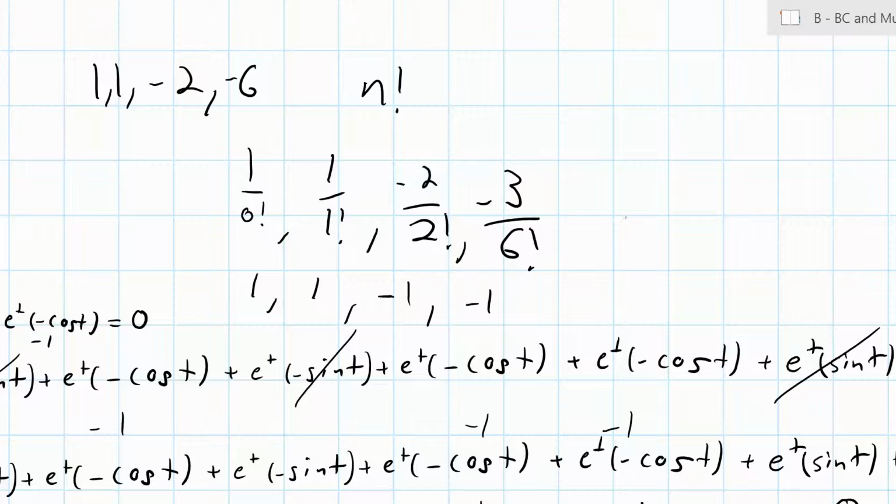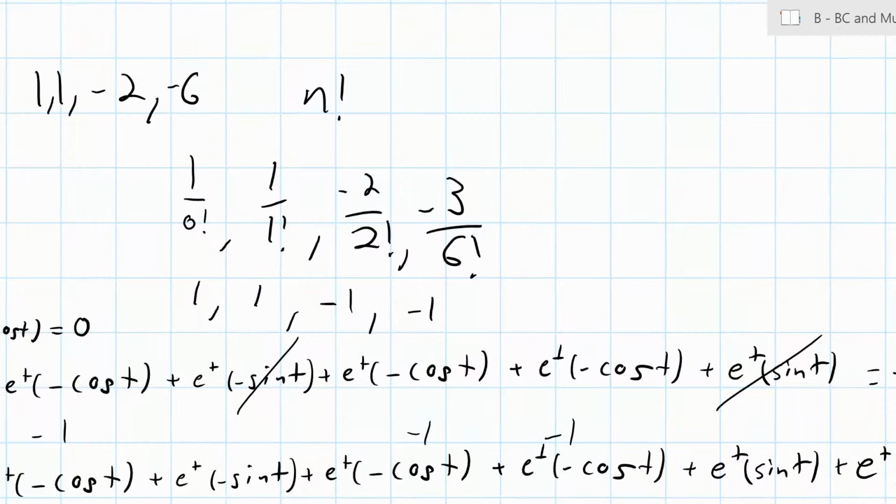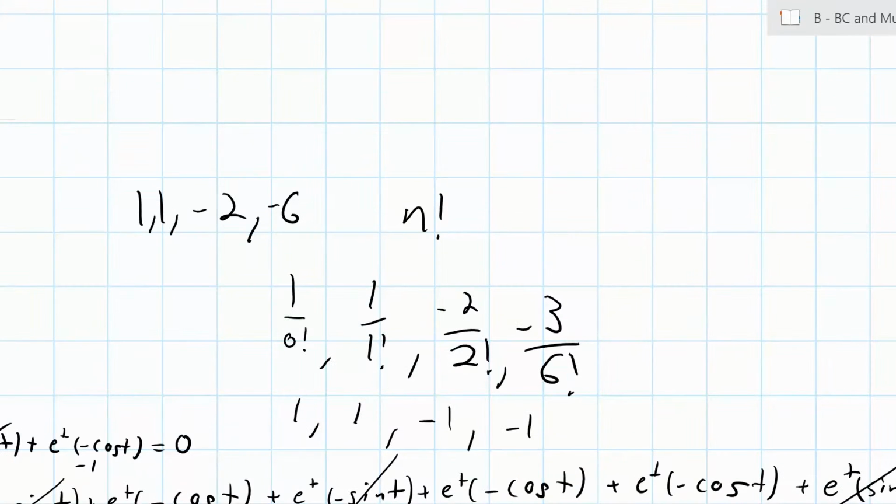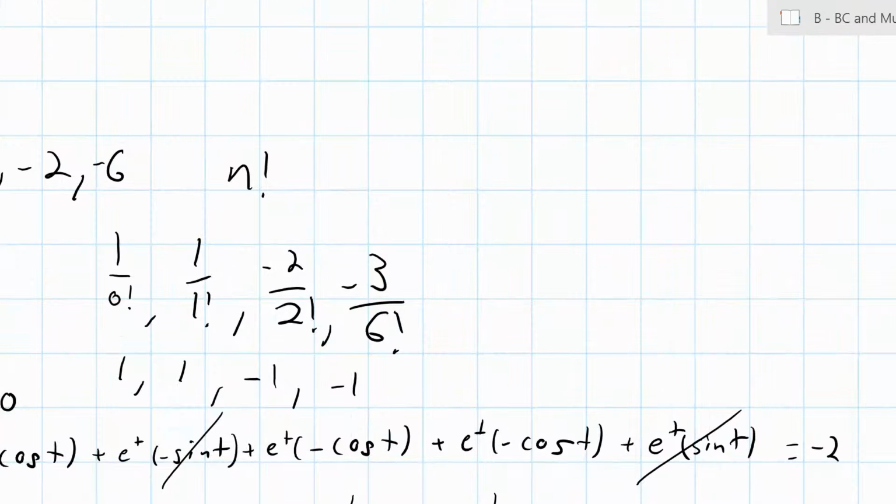So the first 4 terms are, so what we then want to do is multiply each of these by x to the n. So it would be 1 plus x minus x squared.